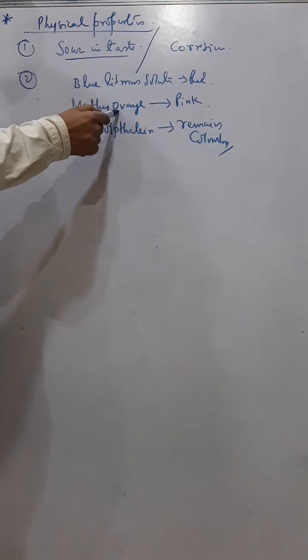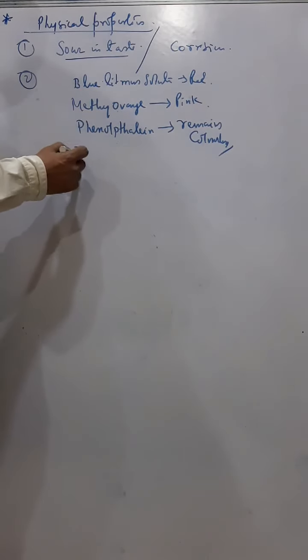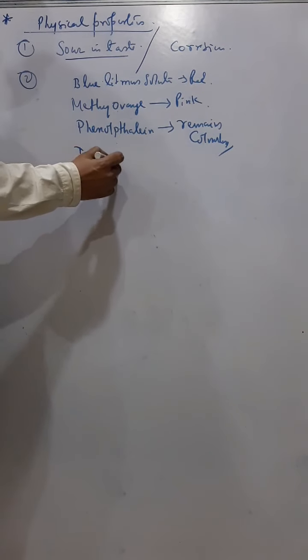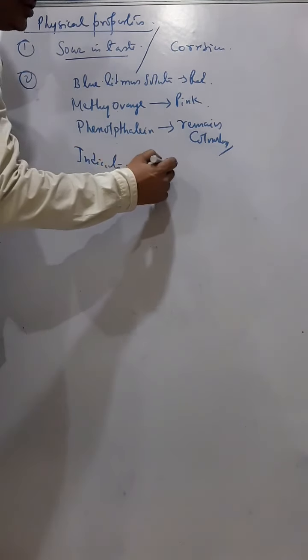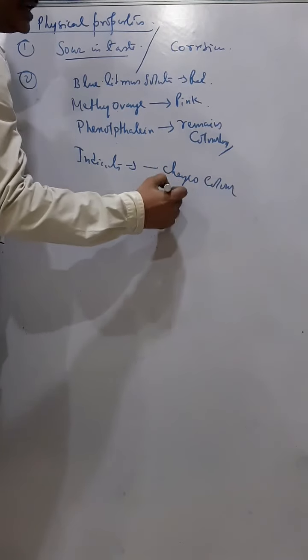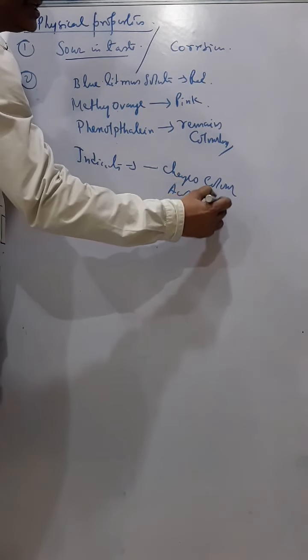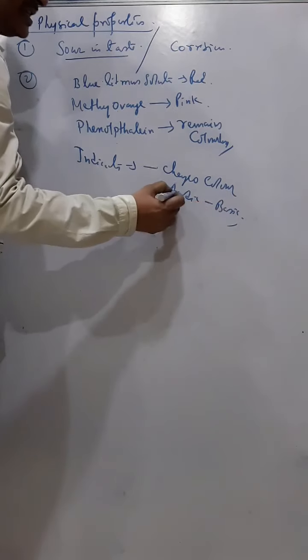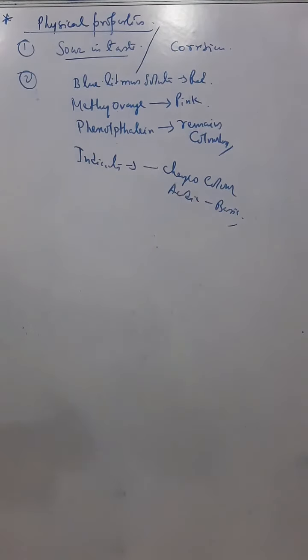Now, action on indicators: litmus, methyl orange and phenolphthalein are called indicators. Indicators are complex chemical substances which change color in acidic or basic medium. So by the change of color we can understand whether a solution is acidic or basic. The three most important indicators are litmus, methyl orange and phenolphthalein.